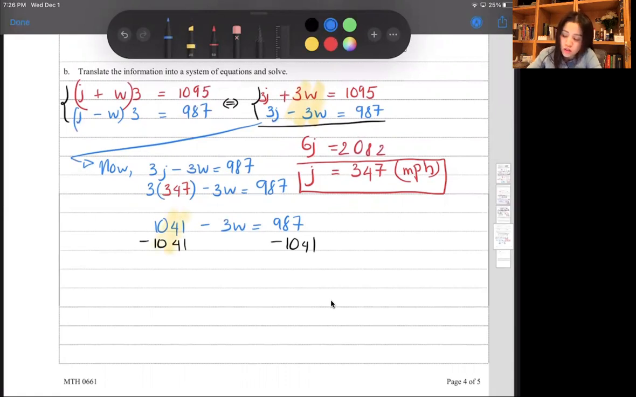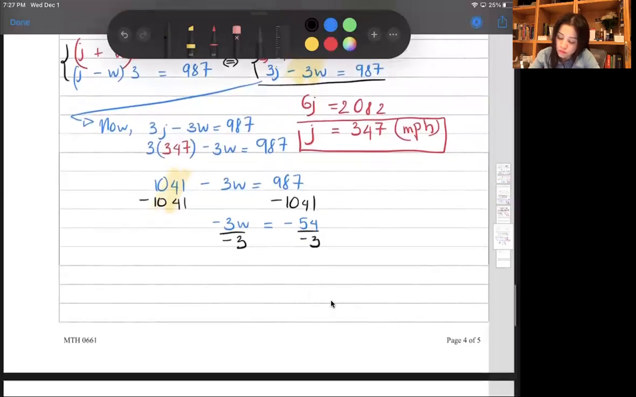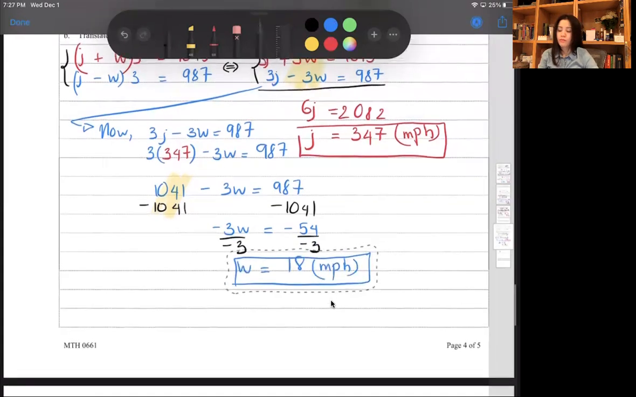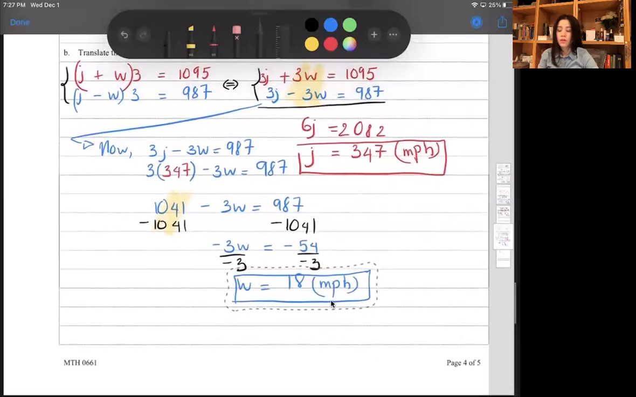So this one cancels. I have negative 3W equal 987 minus 1041, which is minus 54. Divide both sides by negative 3. W equals what? 54 divided by 3 is 18, right? Miles per hour. Oops, it's okay. I meant to do it in blue. Make sure your answer makes sense.